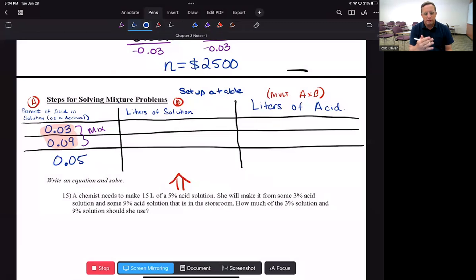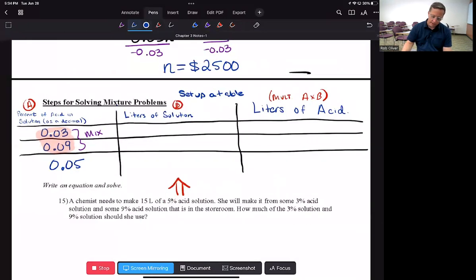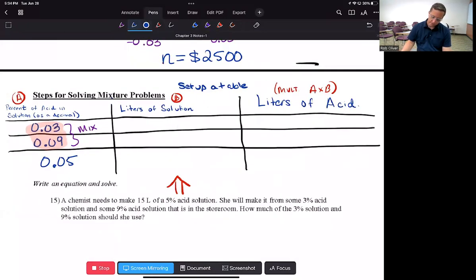Now I know thinking of this may not look like it makes any sense because 3 and 9 doesn't make 5, right? 3 and 9 makes 12. But that's not the point, because we're going to put certain amounts of each mixture together, and when we're all done with it, it's going to end up with a 5% mixture. And then the liters of the solution, what do we got there? We've got 15 liters of a 5% solution, and she'll make it from 3% acid.